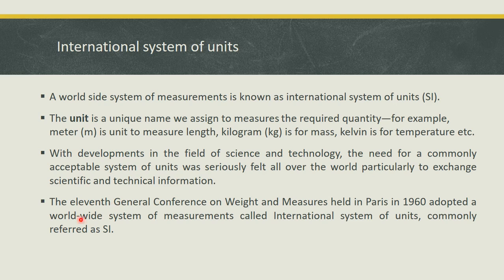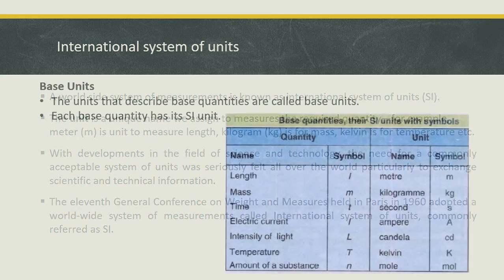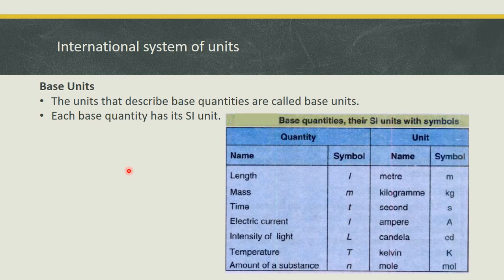That is why the 11th General Conference on Weights and Measures was held in Paris in 1960 and then in 1971 as well. They adopted a worldwide system of measurement, which we call the International System of Units, commonly referred to as SI. So SI is the abbreviation for Système International, or International System of Units. Now these units are divided into two types.